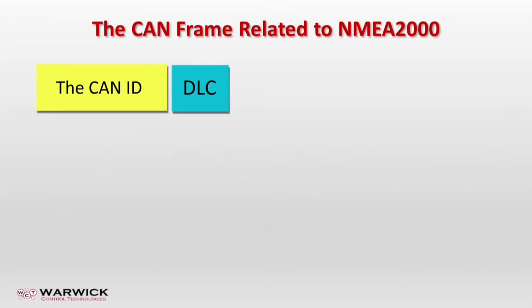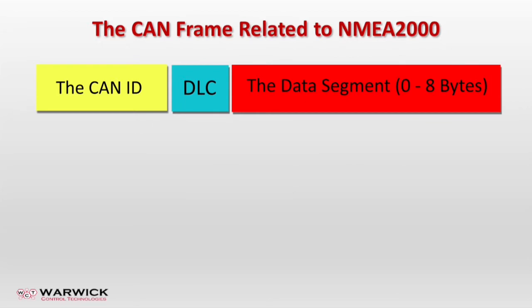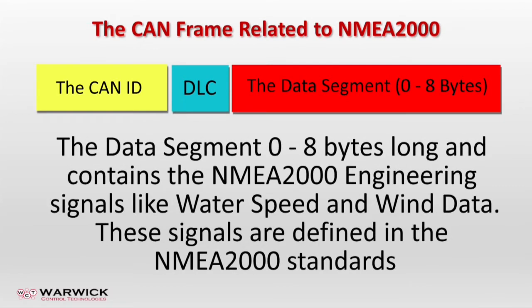And finally, the data segment. This can be from 0 to 8 bytes long. Obviously, the fast packet exception was just explained, and holds the engineering data within the CAN frame, like speed water referenced, wind speed, and GPS location, examples of the NMEA2000 engineering signals. The engineering signals for NMEA2000 are defined within the standard.